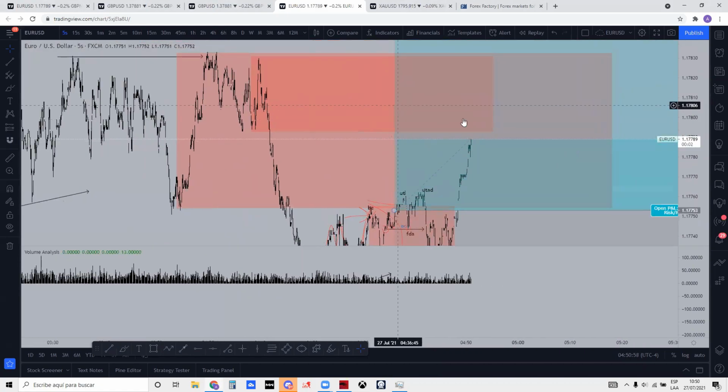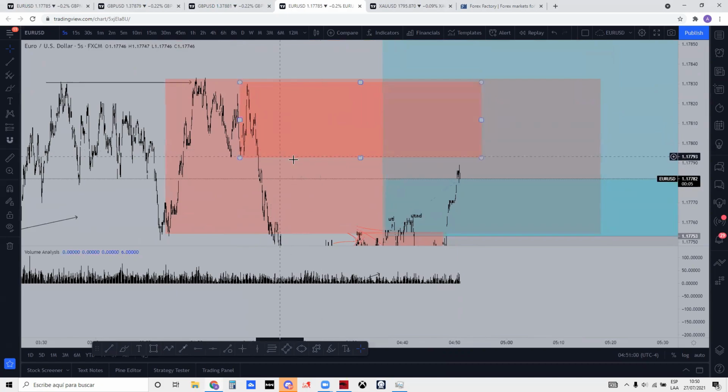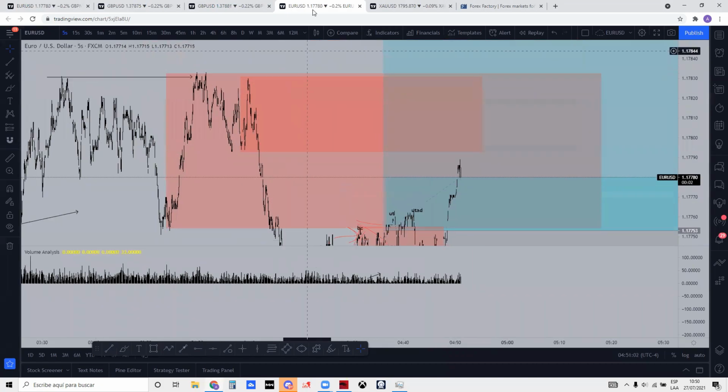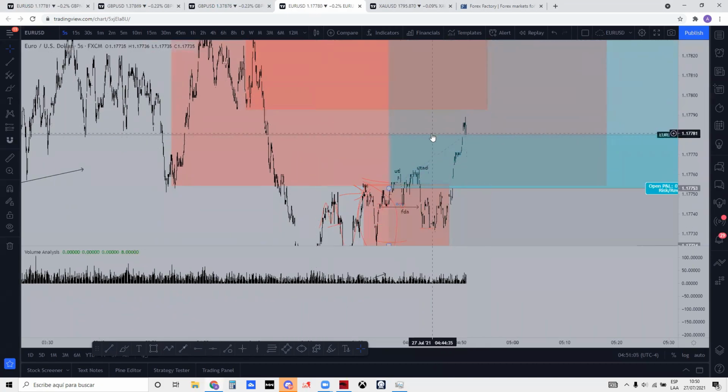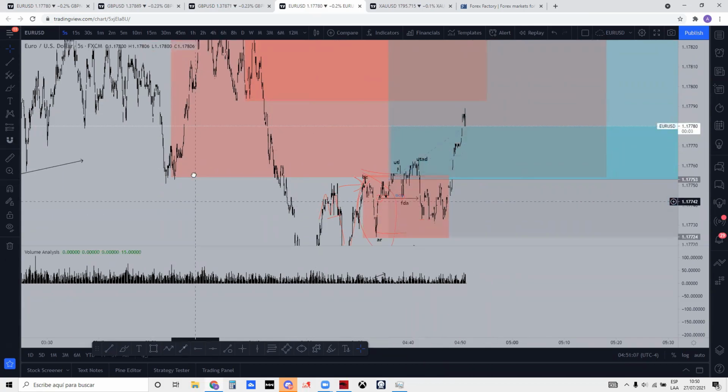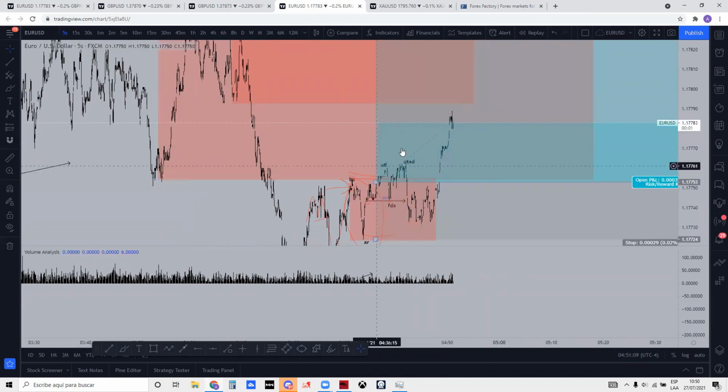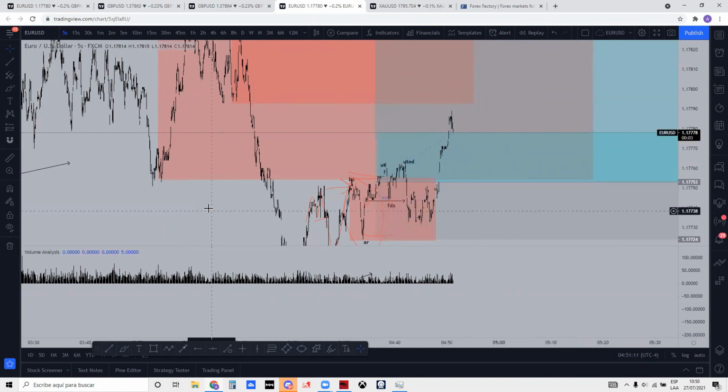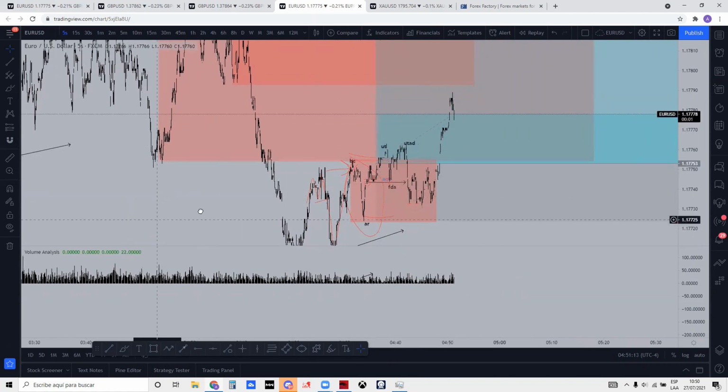So let's see. If we are lucky enough, we are going to see price going through all of this very quickly. But remember that you can take partial, you can close the entire profit. That's totally up to you. If you risk 1%, you're already 1% up in a few minutes. So that's great.